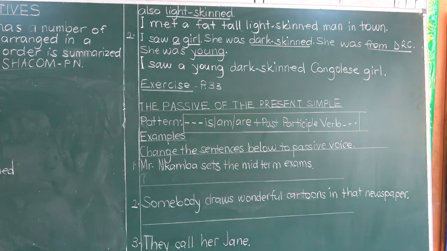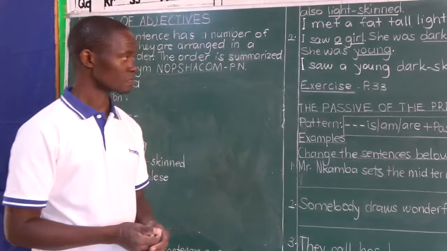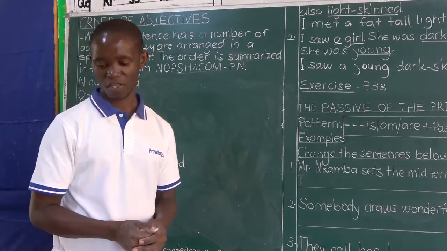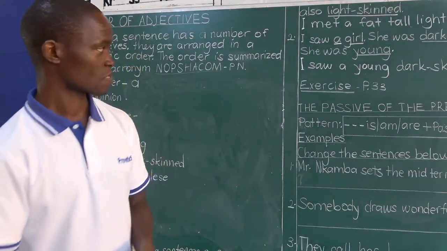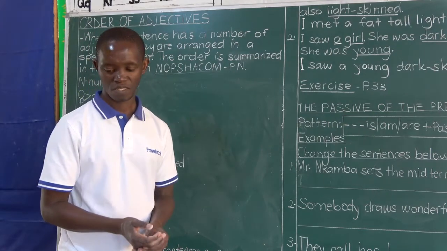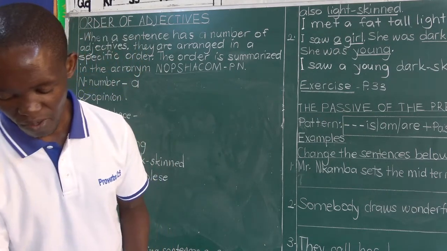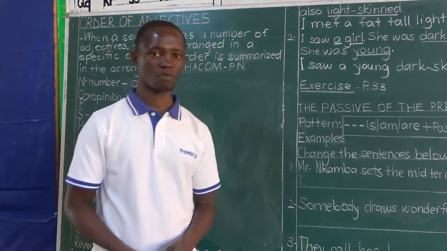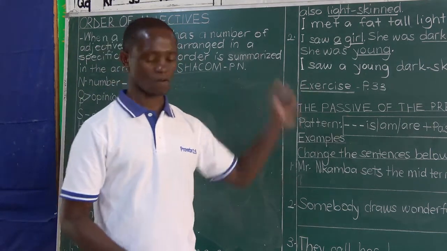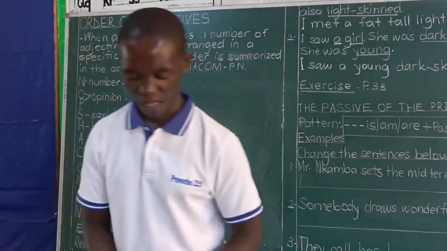Having done that, like I said, this is our last example. I believe I can now bless you as you go for an activity. That activity is on your page 33 in the workbook. Page 33 of the workbook is where you'll find an activity about order of adjectives.